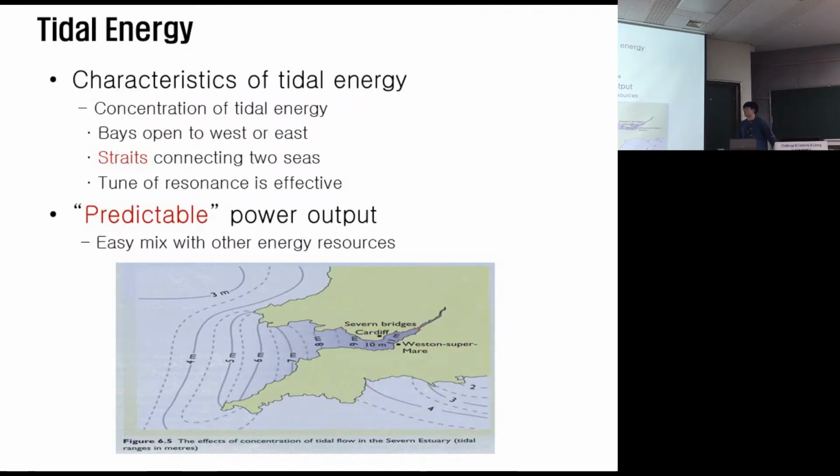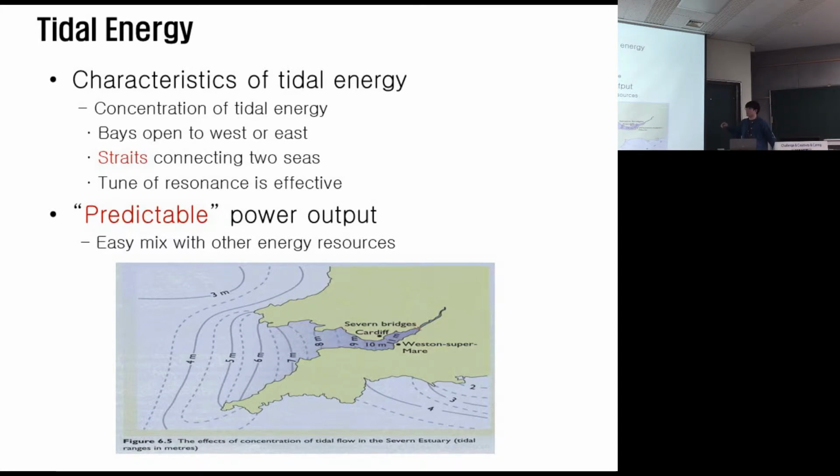So tidal energy is using tide energy, and the characteristics are that the concentration of the tidal energy is mostly on the bays, open to the west and the east, and the straits connecting two seas. The straits are small gaps between the land masses that connect the other seas or oceans. One of the straits that we can find nearby is in Hokkaido in Japan, between Hokkaido and the mainland of Japan.